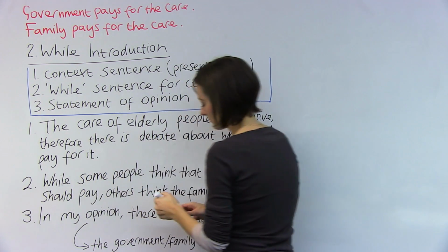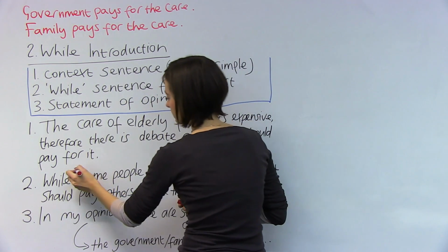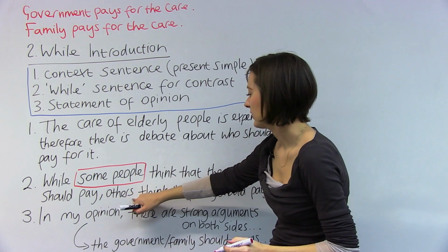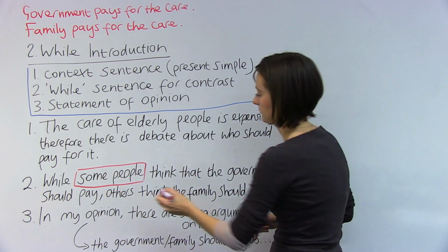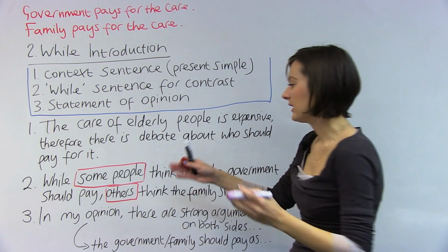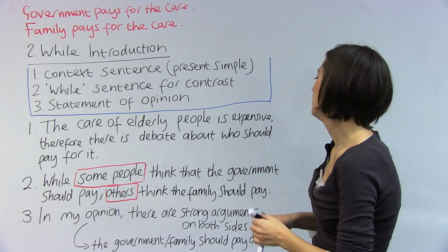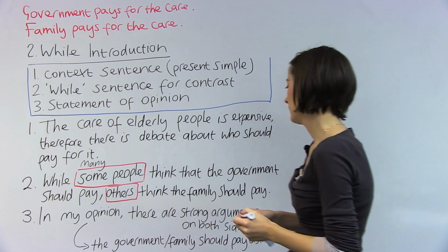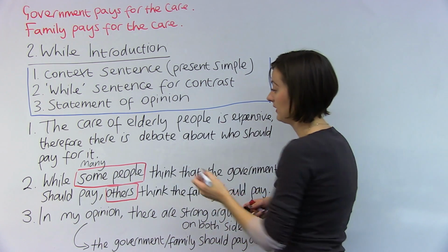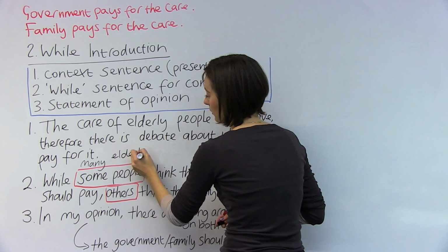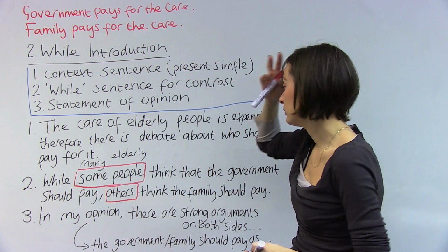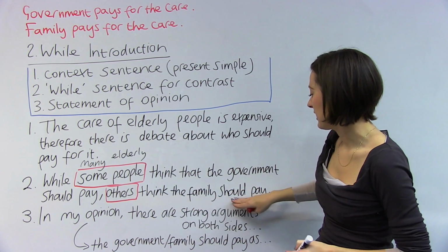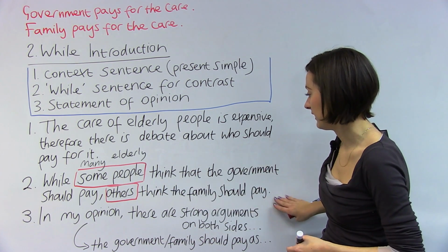So here I put some people and I'm contrasting it with others. But we could vary this. We could also say many people. Or we could even say elderly people. We could include the group of people that the question is actually talking about. So we need to make the opposition, and we do that by mentioning here the other side of the situation. The family should pay, like that.